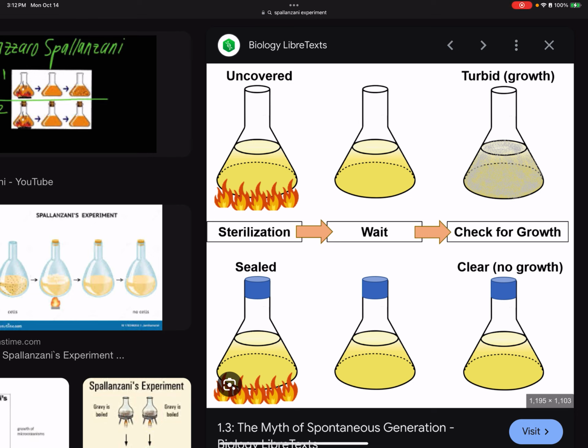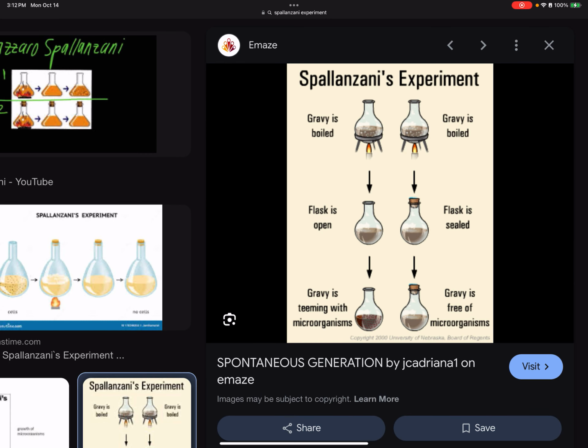So when you look at the Spallanzani experiment, the Needham experiment, largely it was the gravy thing, right? Heat up the gravy, leave one flask open, leave one sealed. And then the one that's open just starts getting grody, whereas the one that's sealed is free from microorganisms.